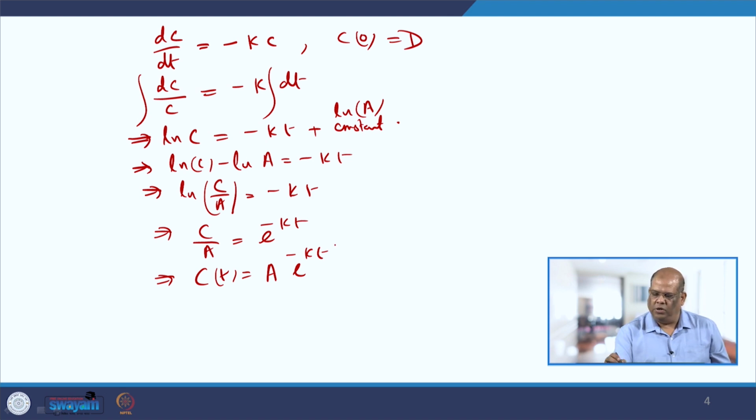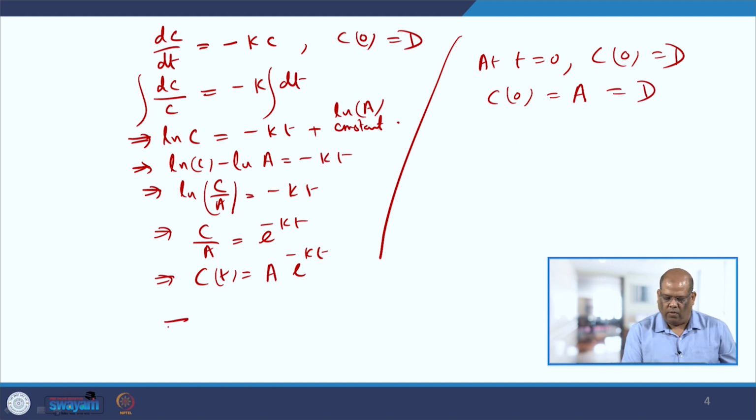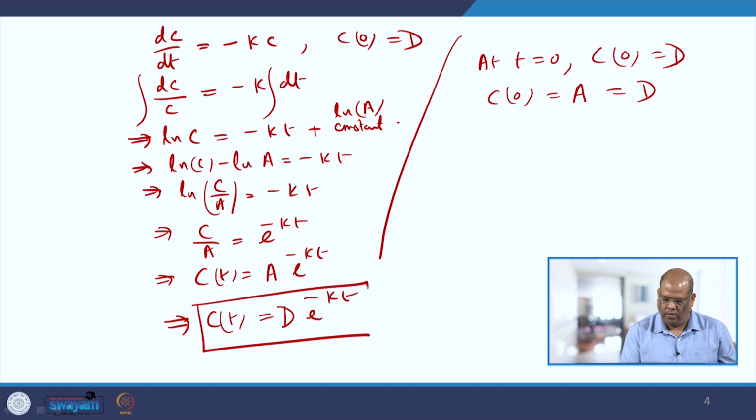Now, the initial condition says that at time t equal to 0, the value is capital D. So, I put C(0) equal to a e to the power 0, which is 1, and this value is D. So, the value of the constant is D. So, C(t) is equal to D e to the power minus kt. This is the behavior of the concentration of the drug at any time t.